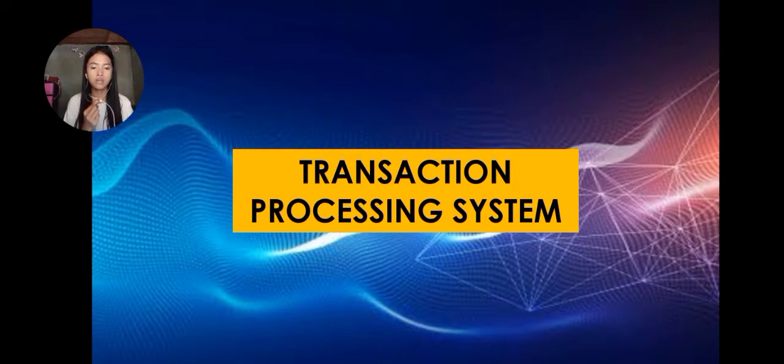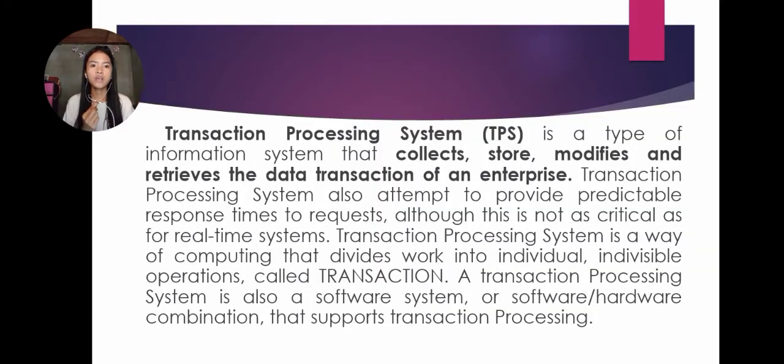We're done with the office and user productivity support system, and now we're going to talk about the transaction processing system, or TPS. So what is a transaction processing system? A transaction processing system is a type of information system that collects, stores, modifies, and retrieves the data transactions of an enterprise.